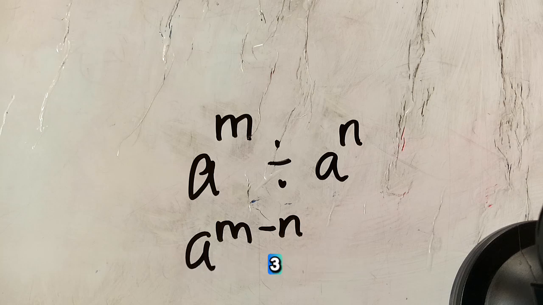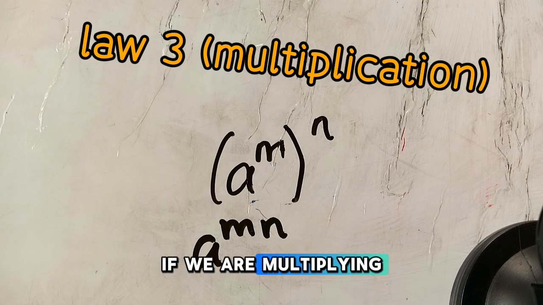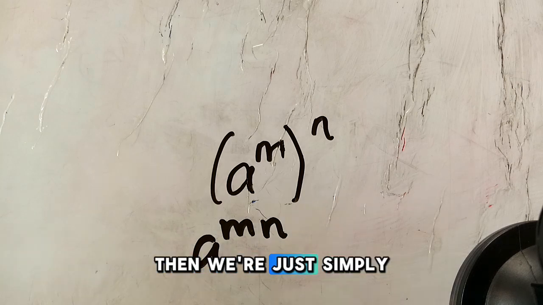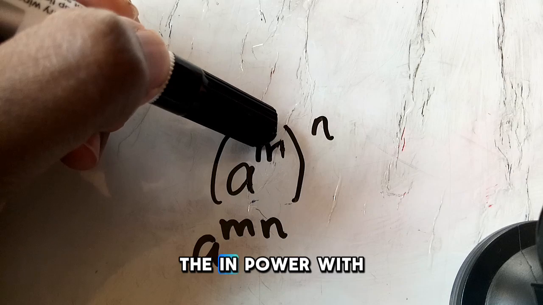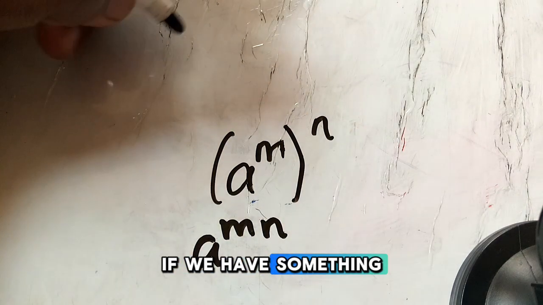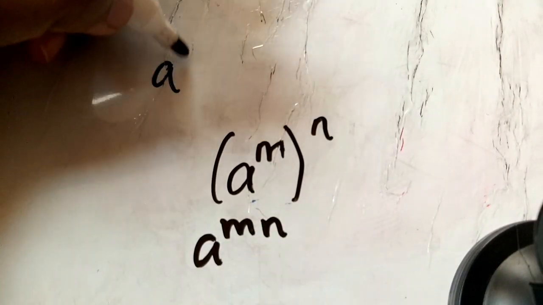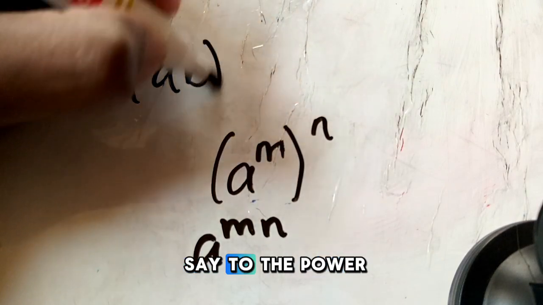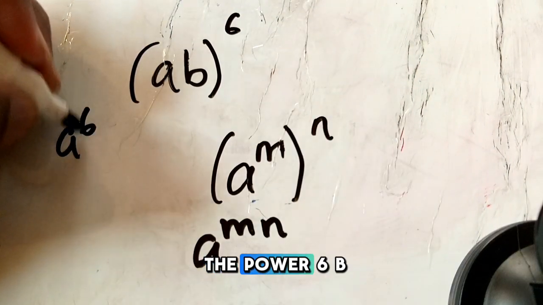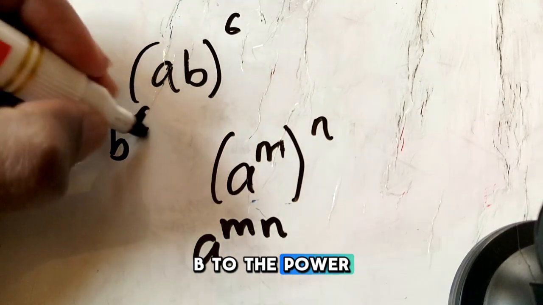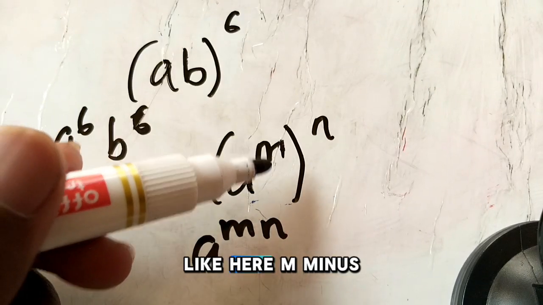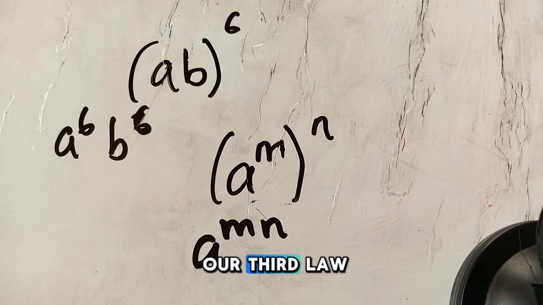Now law number 3. The third law: if we are raising an index to a power outside the brackets, then we simply multiply the inner power with the outer power. If we have something like ab, and then we say to the power 6, this 6 is for everything. So it's a to the power 6, b to the power 6. Not just b alone, but everything in the bracket. Like here, m minus n. So that is our third law.